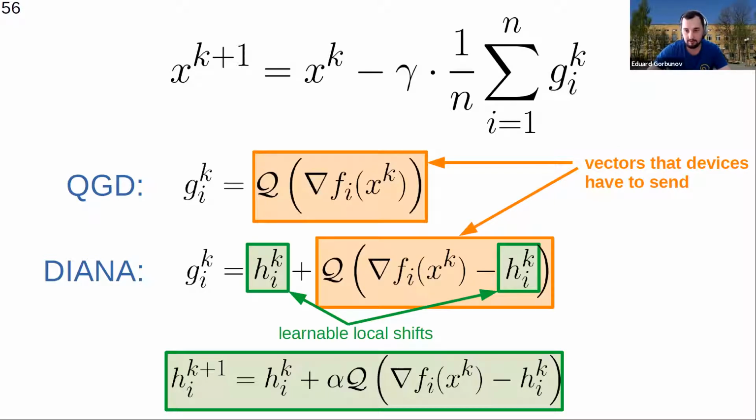The server just needs to know what the initial shifts are at the beginning of the optimization, and after that it can update them using this formula, using only quantized information.